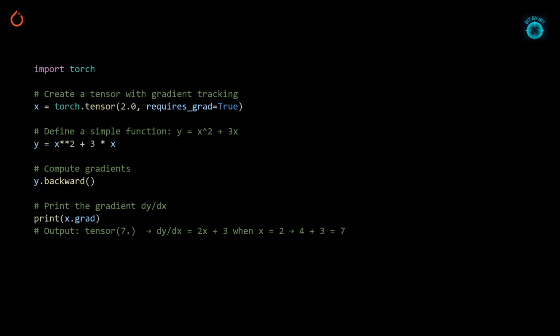Let's walk through this simple example of using Autograd. We start by importing torch. Next, we define a tensor x with requires_grad set to true. This tells PyTorch to track all operations on x. We define a simple function y equal to x squared plus 3 times x. Then, we call y.backward. This triggers PyTorch to compute the derivative of y with respect to x. Finally, we print x.grad.